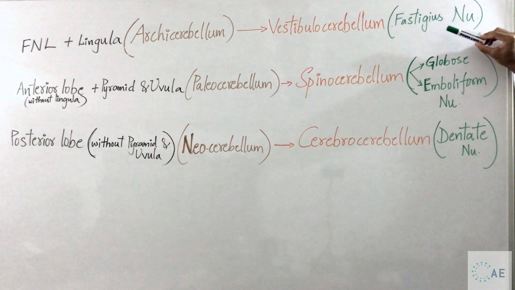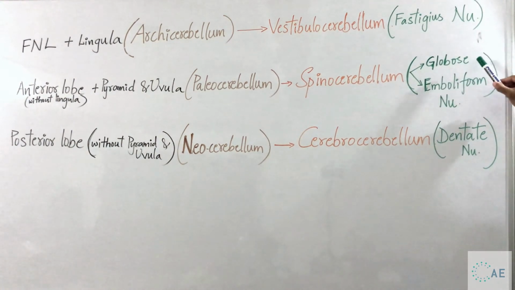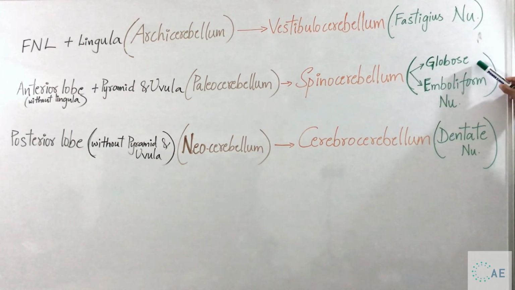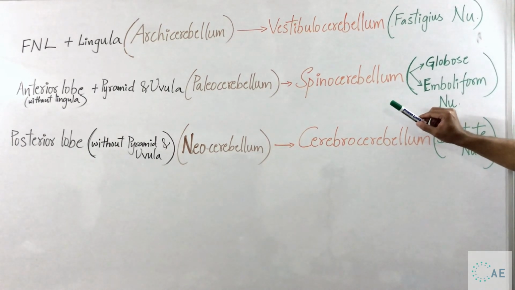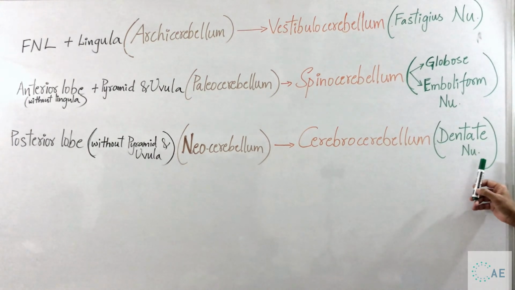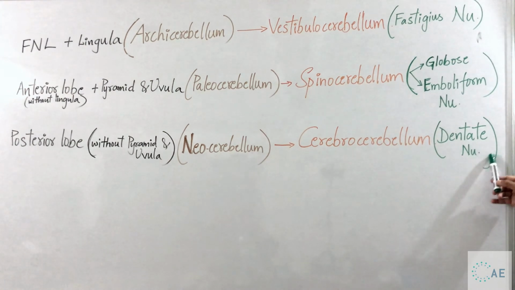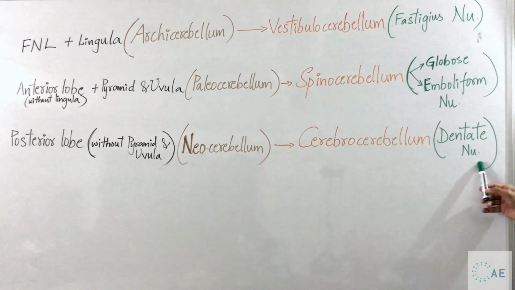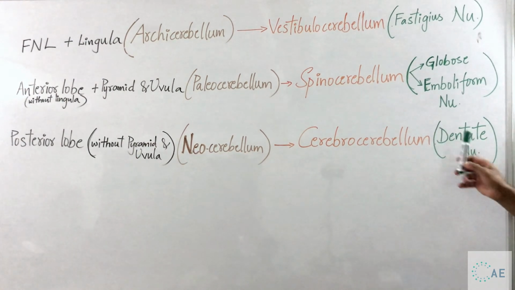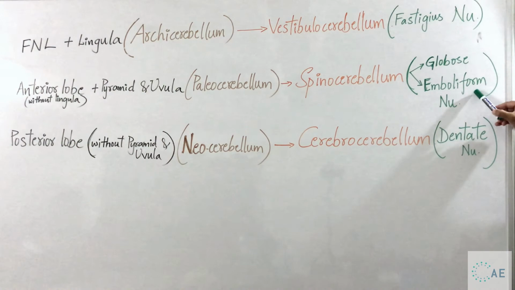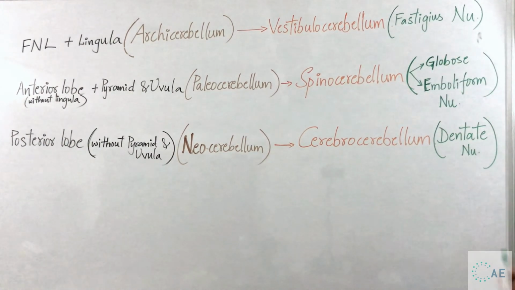Look at here. The fastigial nucleus is connected to the archicerebellum. The nucleus interpositus, nothing but globose and emboliform, is connected to the paleocerebellum, mainly to the anterior lobe. And the neocerebellum, the larger part, the posterior lobe, when you think about its connection, it is most importantly connected to the dentate nucleus. Dentate belongs to neocerebellum, nucleus interpositus belongs to paleocerebellum, and fastigial nucleus belongs to archicerebellum.